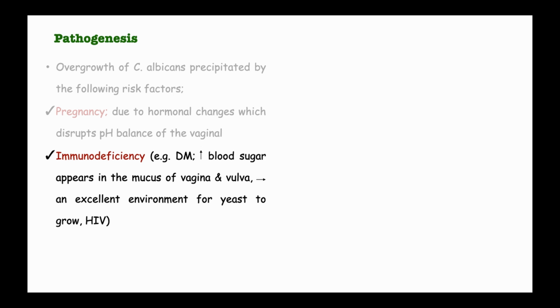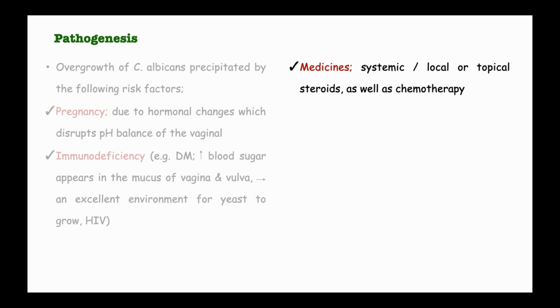We also find this in HIV patients, since their immune system is already reduced. And so some of these microflora begin to grow and cause infections wherever they find themselves. Now, we also have it with the intake of some medications. And so if the patient is on systemic, local, or topical steroids used in the treatment of other conditions, then it reduces the immune system of this patient, and so it predisposes this patient to the development of vaginal candidiasis.